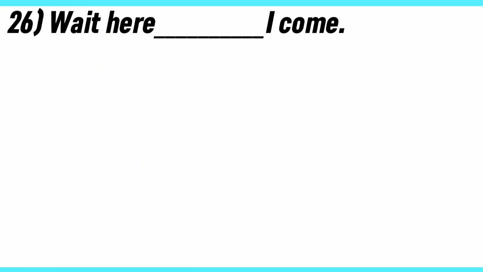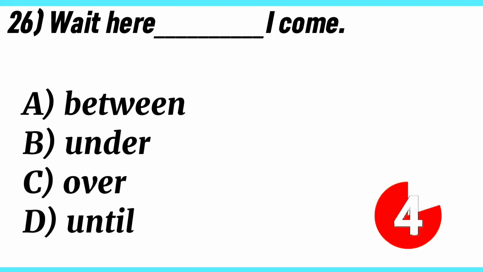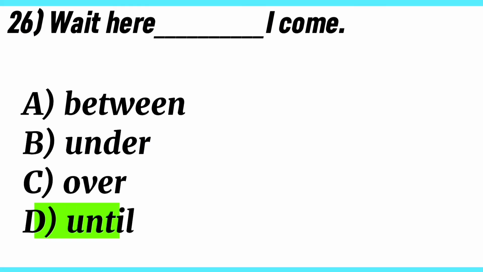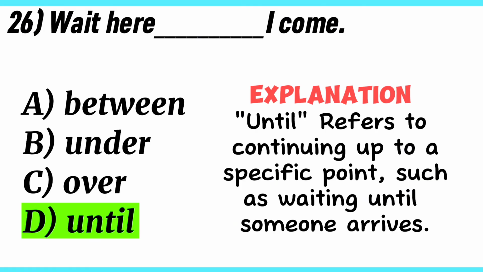Wait here dash I come. The correct answer is option D, until. Explanation: until refers to a continuing of to a specific point, such as waiting until someone arrives.